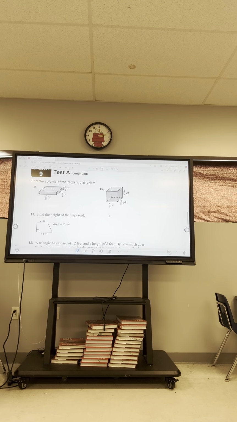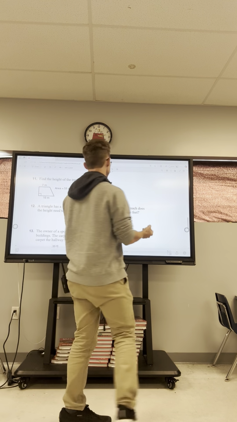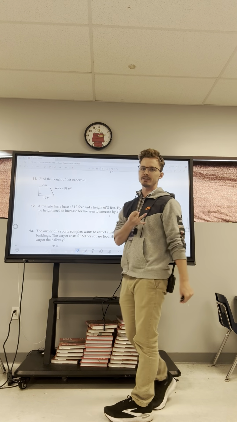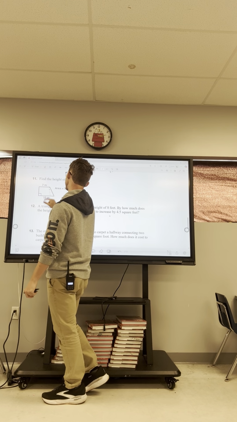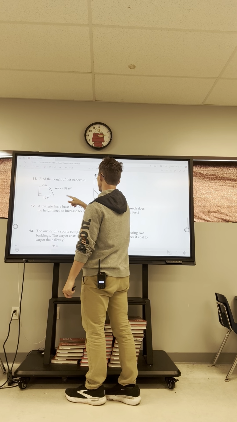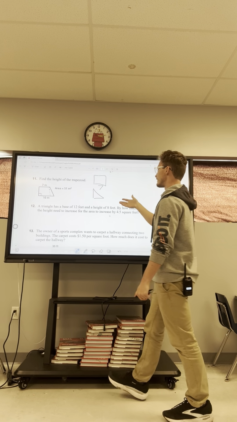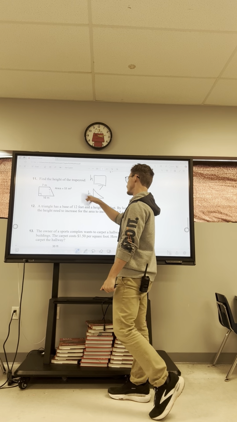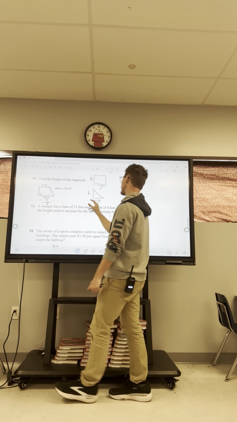Number 11. This is 9.1 and 9.2 combined. It's find the missing dimension, and it's also the composite figure that you have to separate. So, I'm going to separate my shapes. I'm going to write my shapes. I know my base for my rectangle is 7. But do I know my height? No, I don't actually. Do I know my height for my triangle? Nope. But guess what? What's 10 minus 7? It's going to be 3, so my triangle has 3.